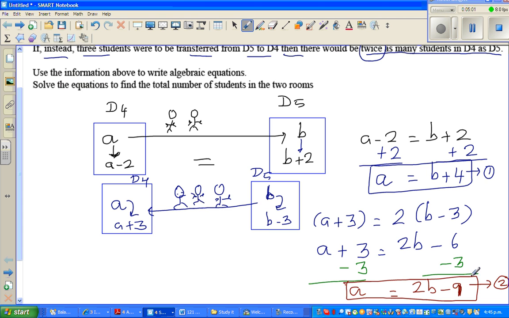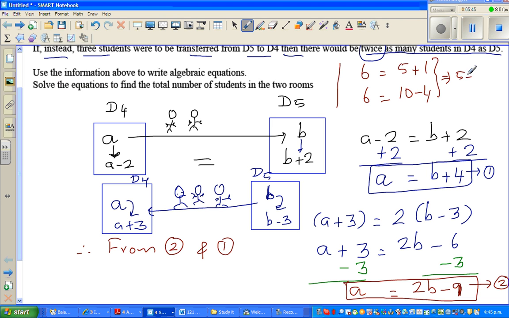Now look at equation 1 and equation 2. Equation 1 says A is equal to B plus 4, and equation 2 says A is equal to 2B minus 9. Can I say 2B minus 9 is equal to B plus 4? It's a very simple argument. Suppose I pick a number: 6 is equal to 5 plus 1, and 6 is equal to 10 minus 4. They both are 6. So from these two, I can make a third statement that 5 plus 1 is equal to 10 minus 4.